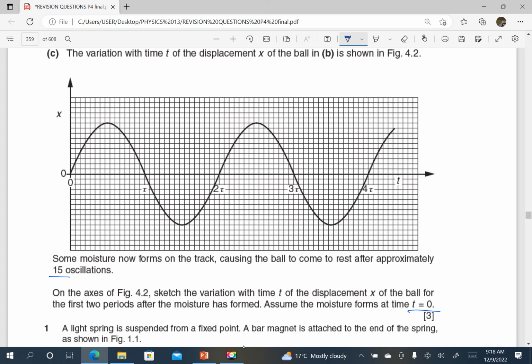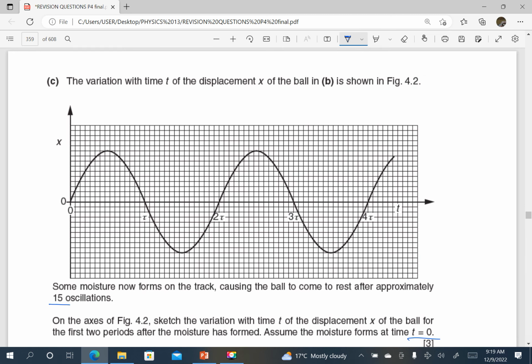So they are saying after some time moisture forms and the ball comes to rest after 15 oscillations. So it means the amplitude is just going to gradually decrease. But the period is going to remain the same, so the frequency is the same. What is going to be changing is the amplitude. So gradually the amplitude is going to reduce.